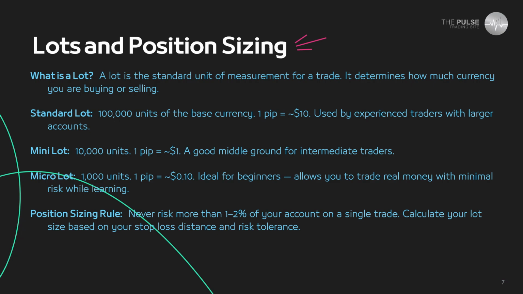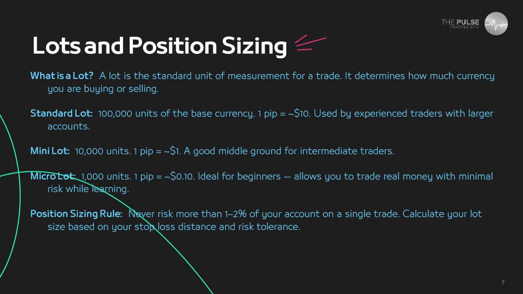Then next is micro lot. Micro lot, 1,000 units, and 1 pip is equal to $0.10. Ideal for beginners. Allows you to trade real money with minimal risk while learning.